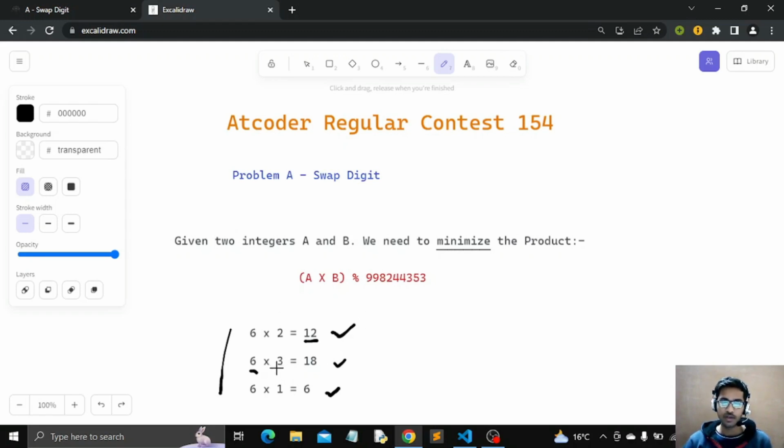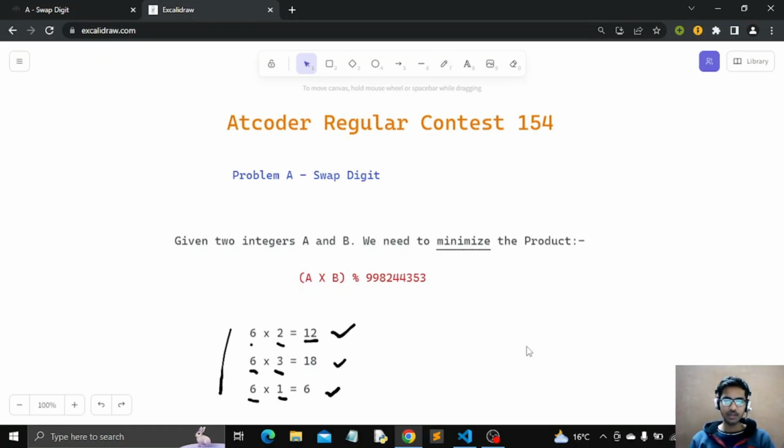Here, if we multiply 6 and 3, then our product is 18. If we multiply 6 and 2, then our product is 12. And if we multiply 6 and 1, our product is 6. So if any one of the integers is as low as possible, then our product decreases by a great amount. This is the gist of the approach. We will try to make one integer as high as possible, and we will try to reduce the other integer as low as possible.